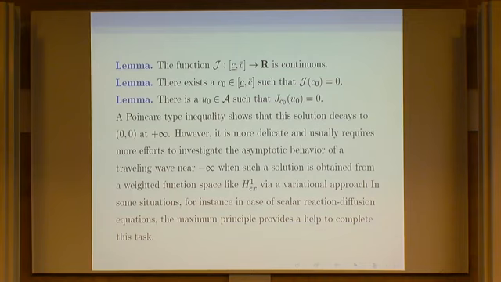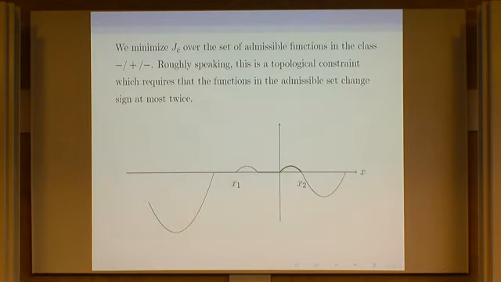However, it's not so easy to deal with the asymptotic behavior of such a traveling wave near minus infinity when you use a variational method due to this weighted function space. Well, in the scalar case, the maximum principle usually can provide some help to complete this task. All right, so now what can we do?